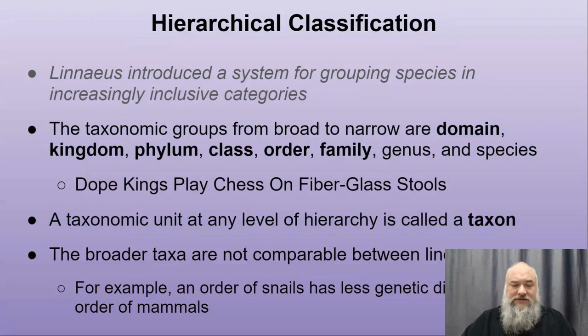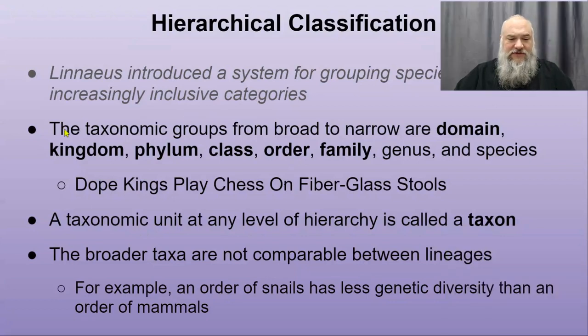So a way to remember this, the one I learned when I was in school, we didn't worry about domain back then. We just called it king's play chess on fiberglass stools. So kingdom, phylum, class, order, family, genus, species. Now with domains, we got to add in a D word at the beginning so you can make a question, do kings play? Or you can make it a statement, dope kings play chess on fiberglass stools. It's up to you, but it's a way to remember it. You may want to come up with your own. You may want to use mine.